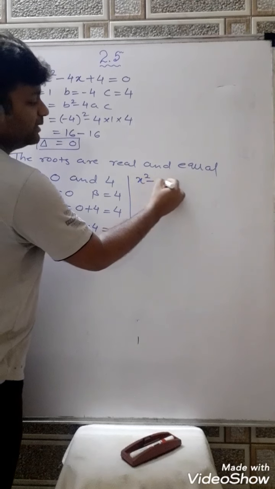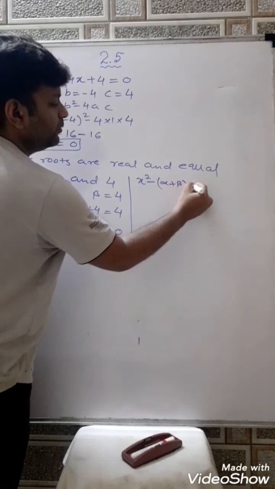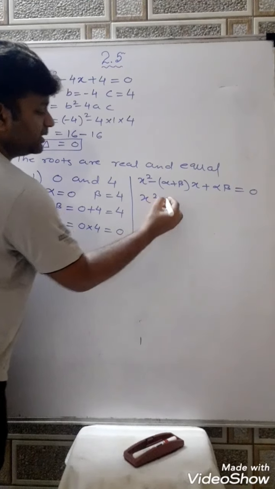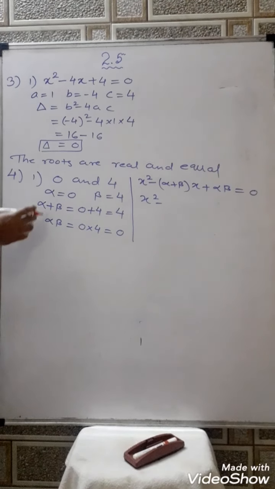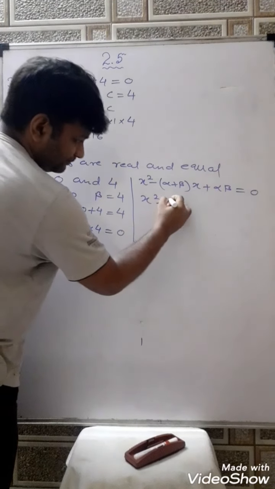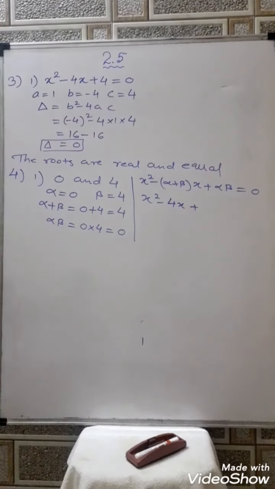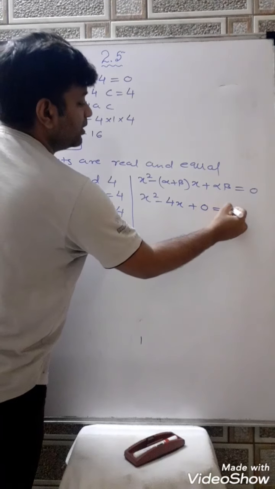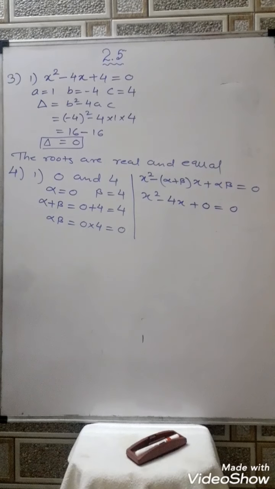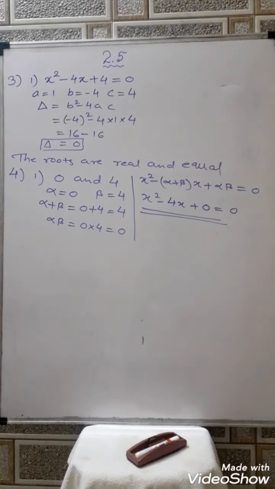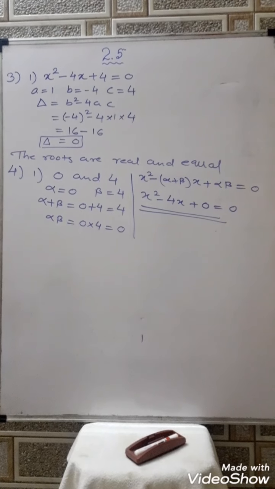x square minus sum of the roots into x plus product of the roots. Now x square minus, what is the sum of the roots? We got it as 4. Product of the roots, what did we get here? We got 0, that equals 0. Okay, so that is your equation. The quadratic equation is x square minus 4x plus 0 equals 0.